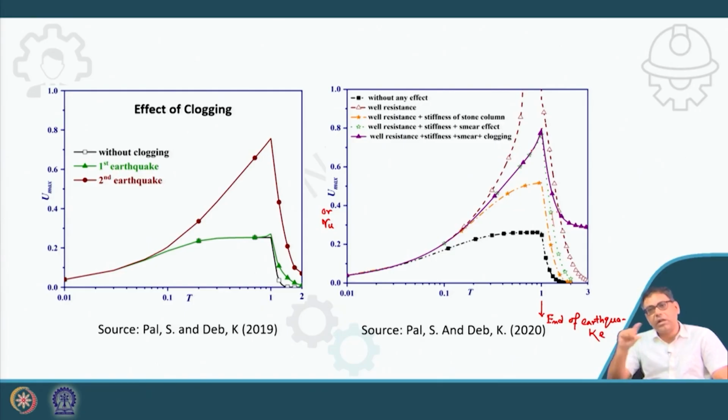And now if you consider all the effects, permeability, stiffness, smear and clogging, up to during the earthquake, the without clogging curve and the with clogging curve will be the same, up to the duration of the earthquake. But after the end of the earthquake, if I consider the clogging, your dissipation time of the pore pressure will increase because of the clogging.